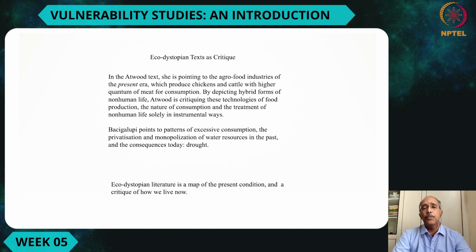So if you're thinking of eco-dystopian texts as critique, in the Atwood text, she's pointing to the agro-food industries of today, not just in the future. What does the agro-food industry do? It produces animals and plants with a higher quantum of edible components. It could be the higher component of meat for consumption, which in this particular excerpt we have seen. By showing these hybrid forms of non-human life, Atwood is critiquing technologies of food production and the nature of our greed, the nature of our consumption, and the fact that all life forms other than human are instrumentalized for our purposes.